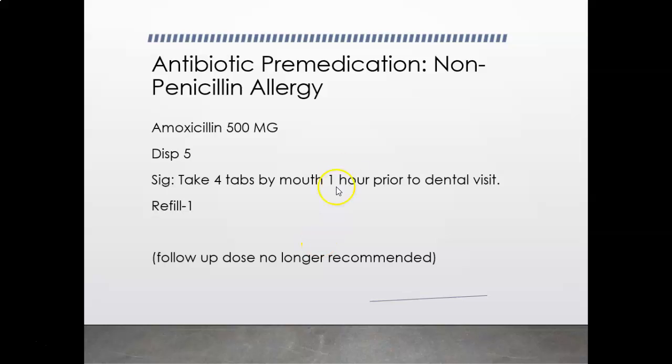And then antibiotic pre-medication. If they're not allergic to penicillin, the most commonly recommended antibiotic is amoxicillin. And I don't know why this says dispense 5, because I'm pretty sure the typical amount is 2 grams, which means they take 4 tabs. Yeah, take 4 tabs by mouth 1 hour prior to dental visit. So I don't know why they're dispensing 5. I feel like that's a typo.